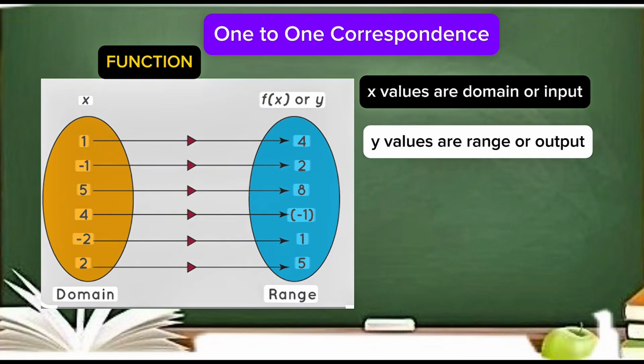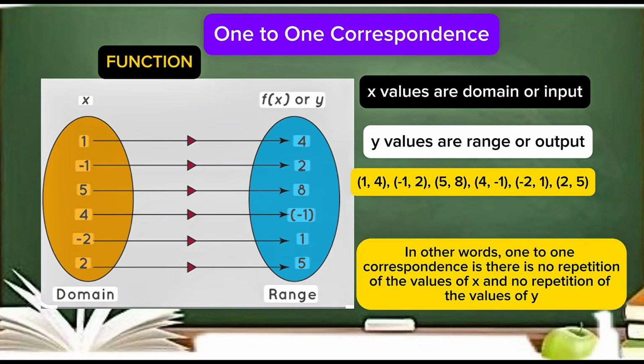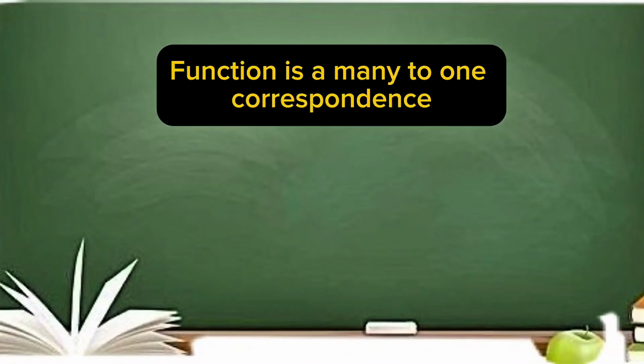If we write this function in a set of ordered pairs, the set is (1, 4), (-1, 2), (5, 8), (4, -1), (-2, 1), (2, 5). In other words, one-to-one correspondence means there is no repetition of the values of x and no repetition of the values of y. Now let us move on to the second type of function.